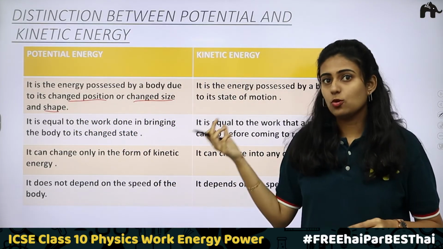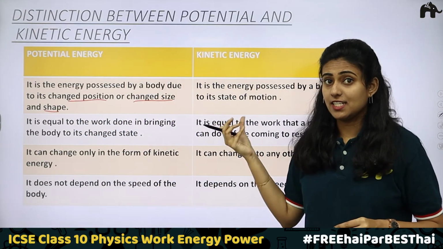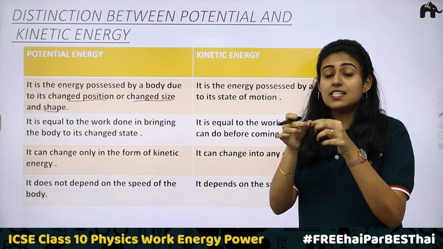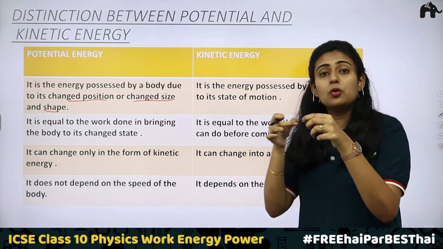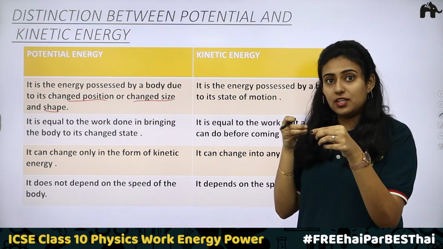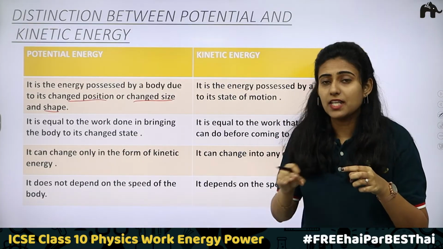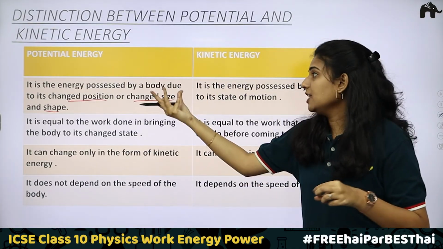We had examples. What are the examples? Potential energy: a body which is held at a height, or a bow and an arrow, a bow which is being pulled. It will gain some energy. A stretched rubber band, a spring compressed. All these are examples of potential energy.